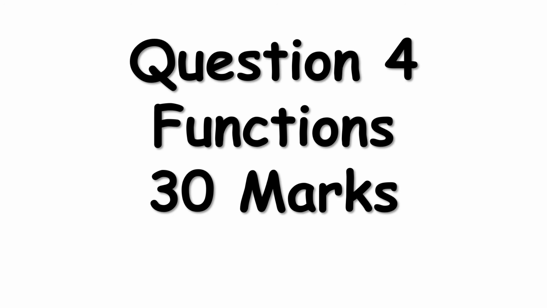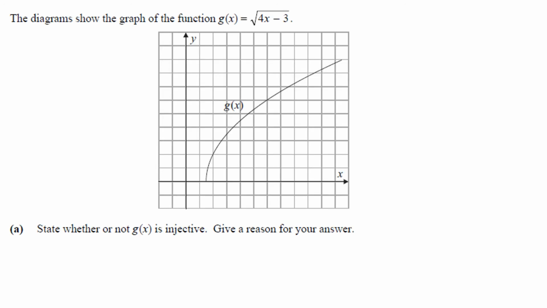Question 4 is a functions question worth 30 marks. So the diagram shows the graph of the function g of x is equal to the square root of 4x minus 3. State whether or not g of x is injective. Give a reason for your answer. So for injective, we use the horizontal line test. And as you can see, a horizontal line drawn will only touch the graph once.